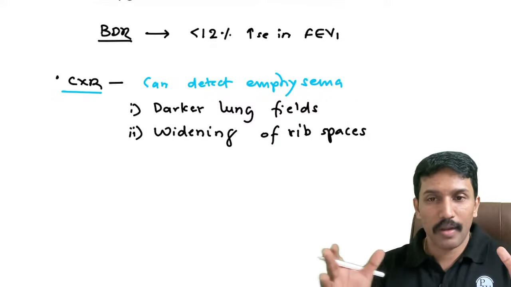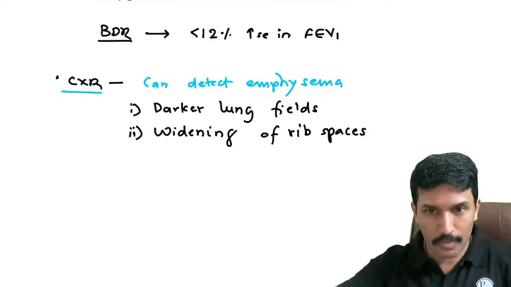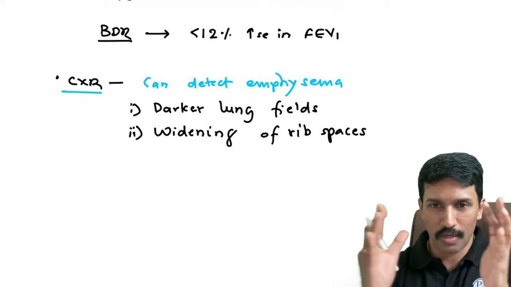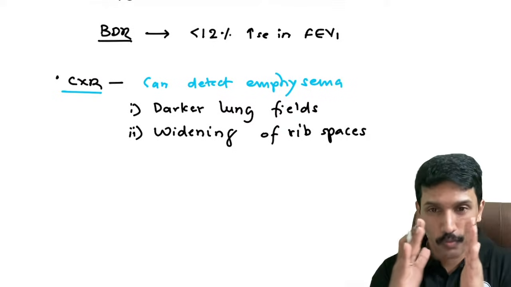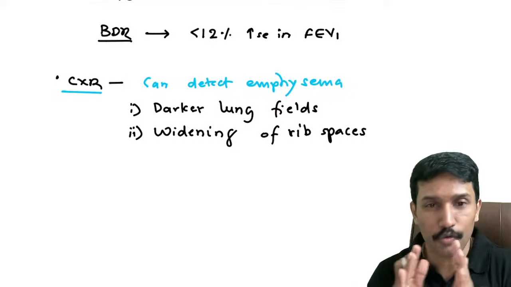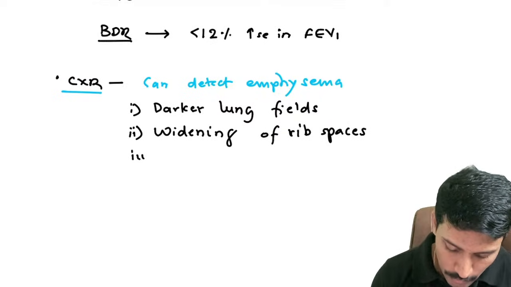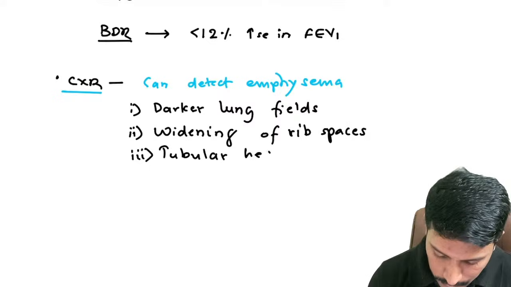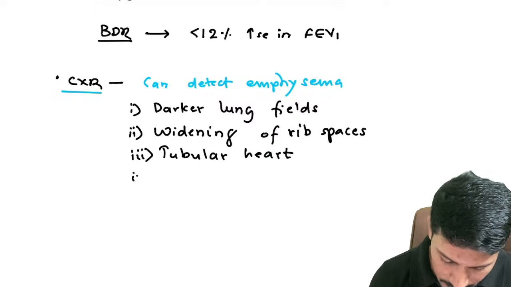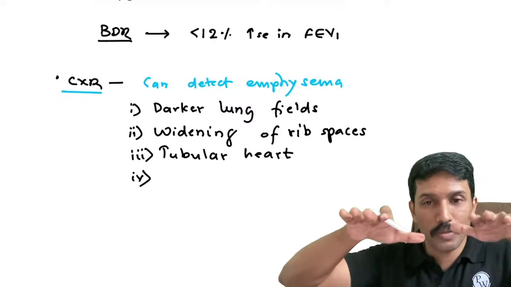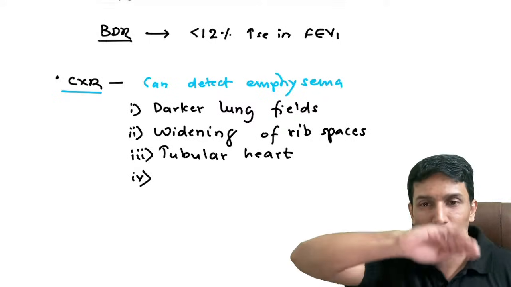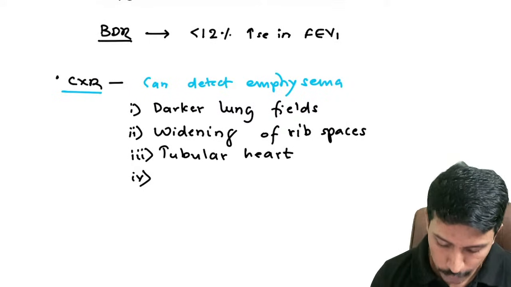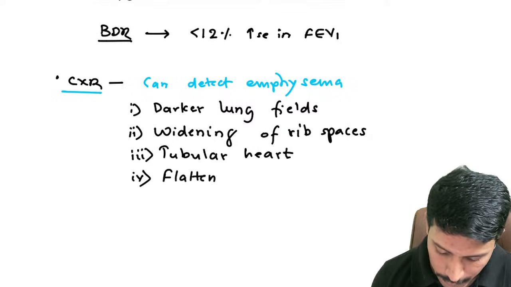Third, the expanding lungs will try to push the diaphragm down and the mediastinum gets squeezed. From both sides, lungs are expanding, and the mediastinum gets squeezed. A squeezed mediastinum makes the heart appear like a tube, so we call that a tubular heart. And then the diaphragm gets pushed down. Normally the diaphragm appears as a dome. The dome appears flattened, so you will have flattened domes of the diaphragm.